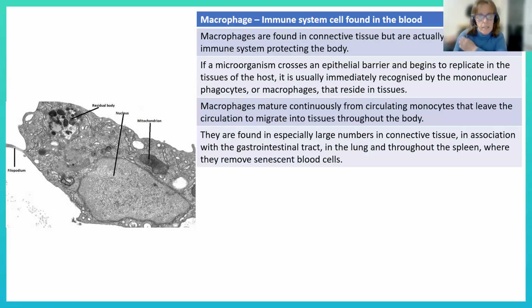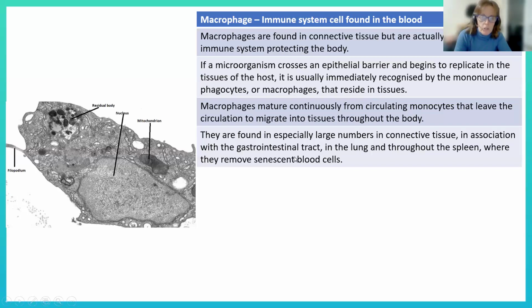They're found especially in blood and in connective tissue associated with, for example, the digestive system and the lung, and throughout the spleen. What they do in the spleen is remove senescent blood cells. That means old blood cells that are just too old. They need to remove them.